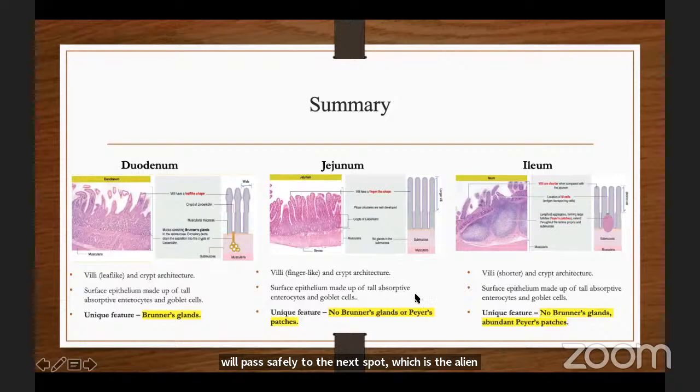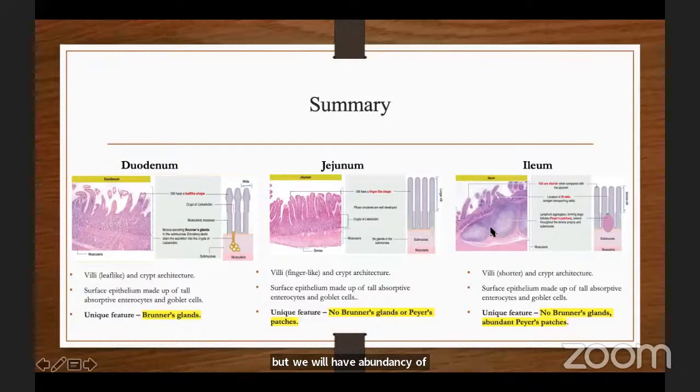So here, as I mentioned, we will have no Brunner's glands because everything has been neutralized. Here in the ileum, the projections are lower in number, of course, and the size of those projections or the villi will be shorter, and we will have no Brunner's glands, but we will have abundance of Peyer's patches.